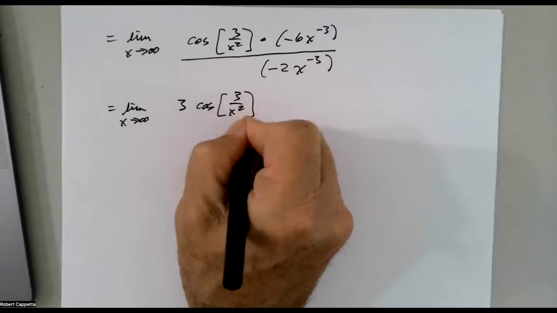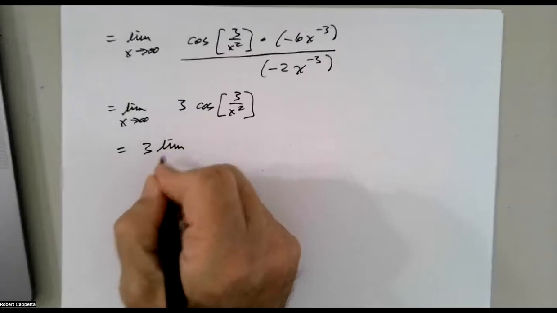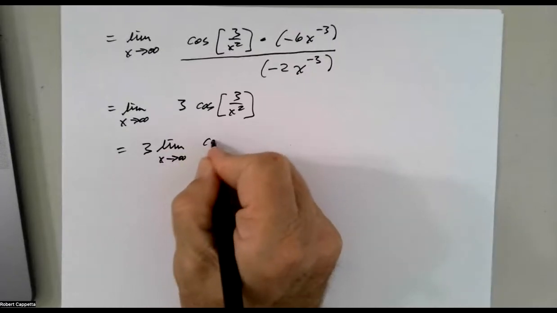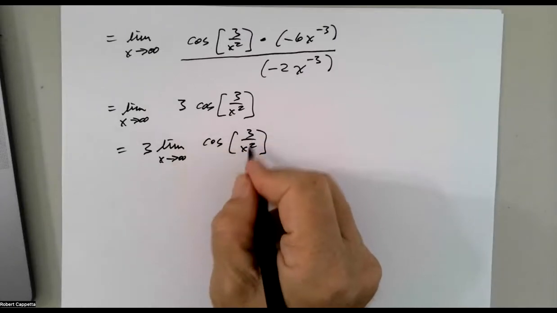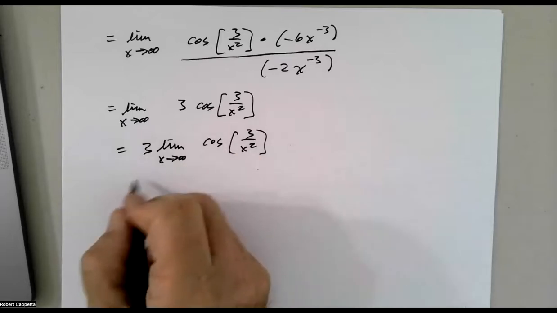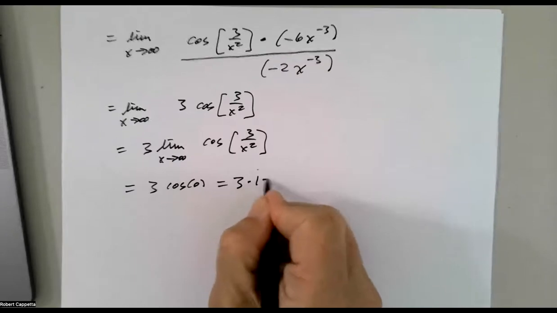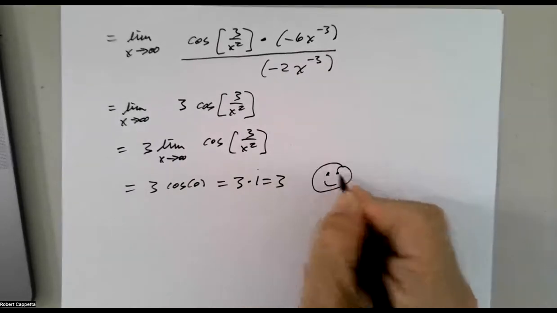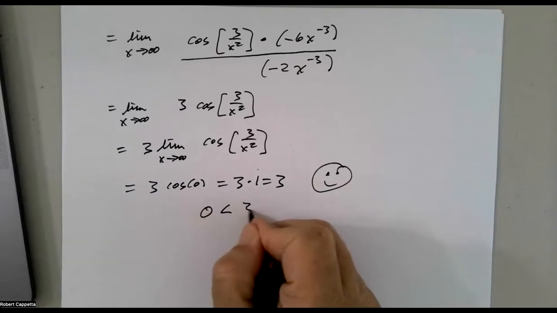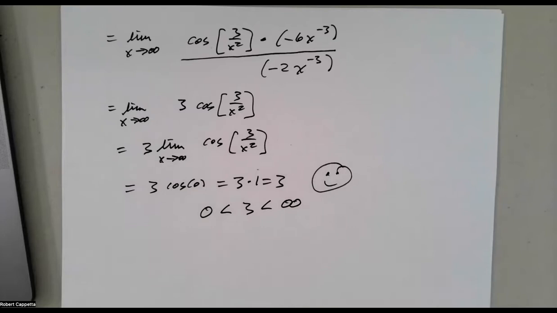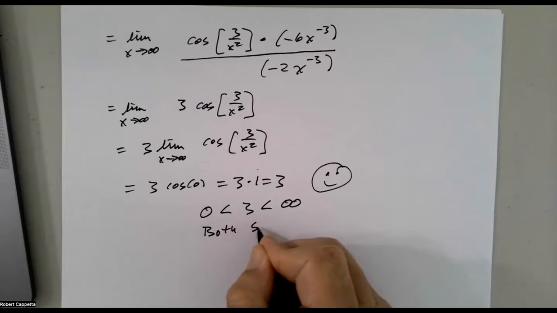Now, what happens as x goes to infinity? So that's 3 times the limit as x goes to infinity of cosine of 3 over x squared. Well, as x gets large, 3 over a large number goes to 0. Cosine of 0, though, is what? Cosine of 0 is just 1, so we get 3 times 1, which is 3, which makes me happy because 3 is a positive finite number. 0 is less than 3 is less than infinity. So what is my conclusion? Both series are of the same type.